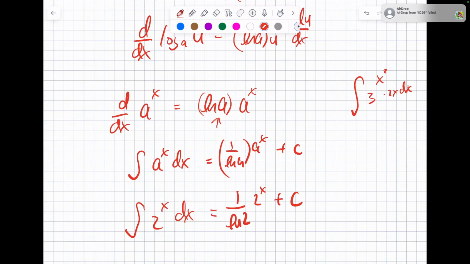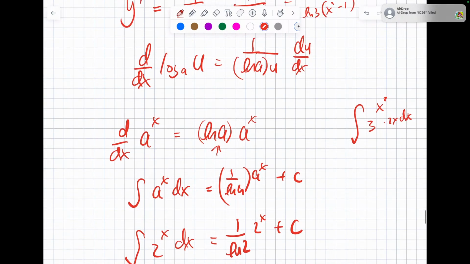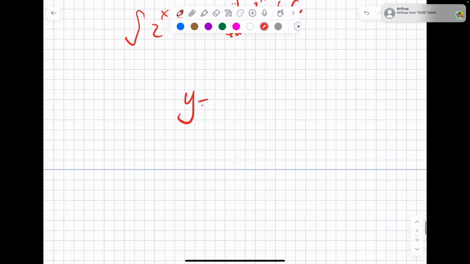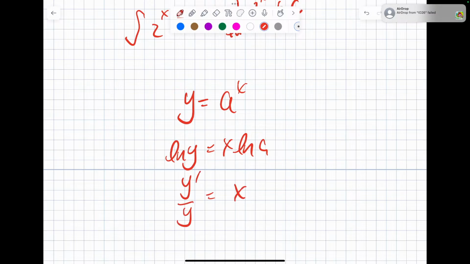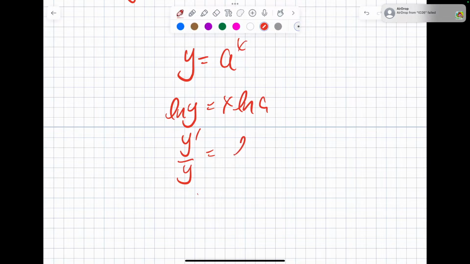Wait, how did the x equal natural log of A? Like the very first one, when you derive a to the x, why does that equal natural log of a times a to the x? It's the same thing I did before. Okay, that makes sense.